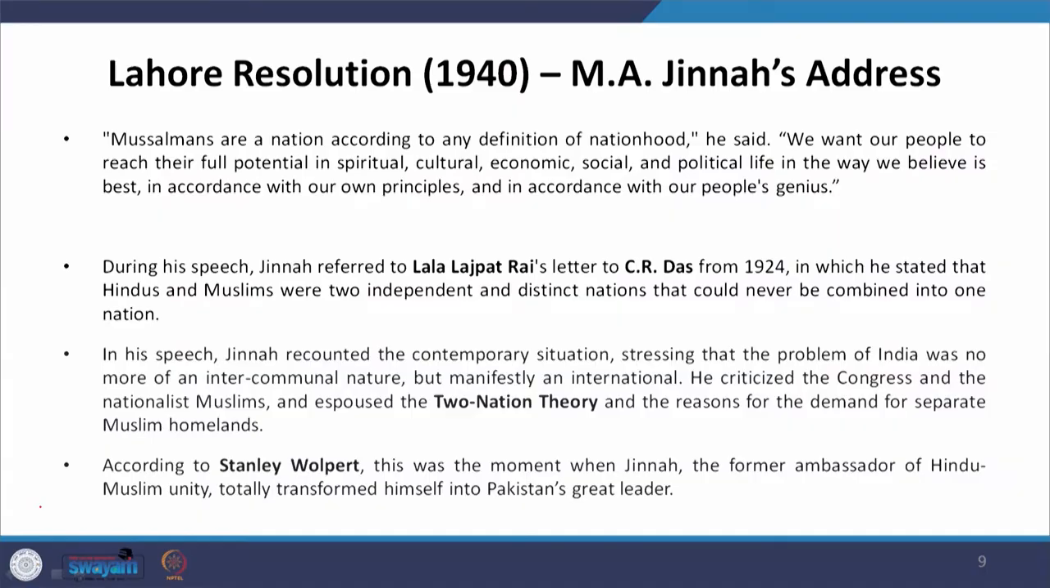separate nations. And to quote Jinnah, he says that Muslims are a nation according to any definition of nationhood. We want our people to reach their full potential in spiritual, cultural, economic, social, and political life in the way we believe is best, in accordance with our own principles and in accordance with our people's genius, right?